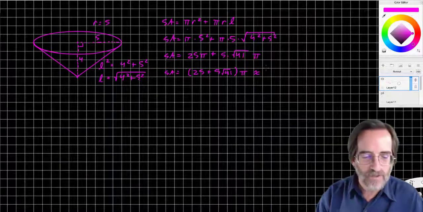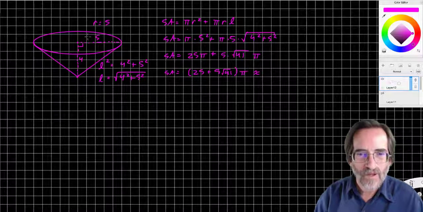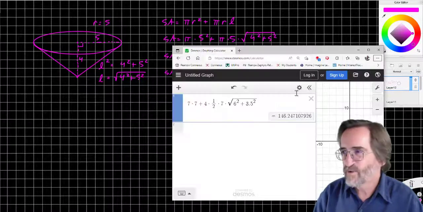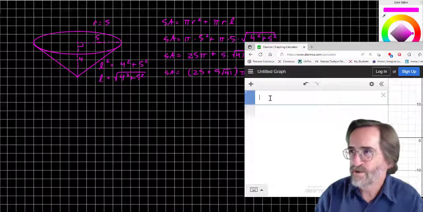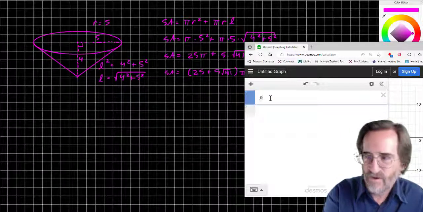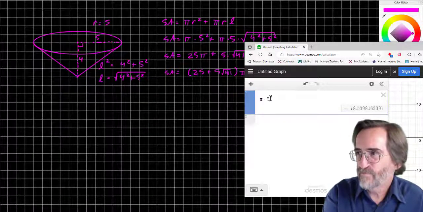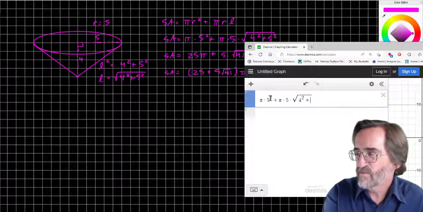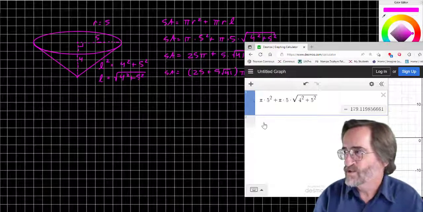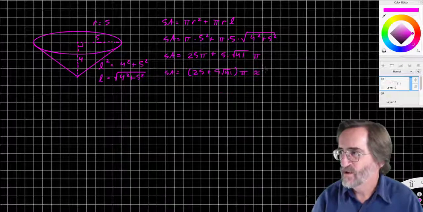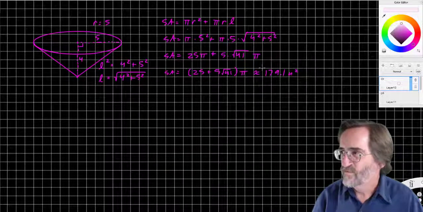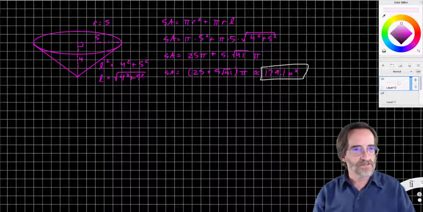Or you can use a calculator to calculate it out. Desmos. Let's just enter the original expression here. Pi times 5 squared plus pi times 5 times square root 4 squared plus 5 squared is 179.1 square units. And that's the surface area of a cone.